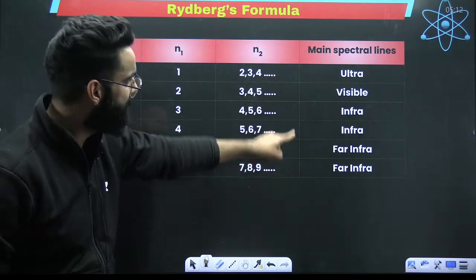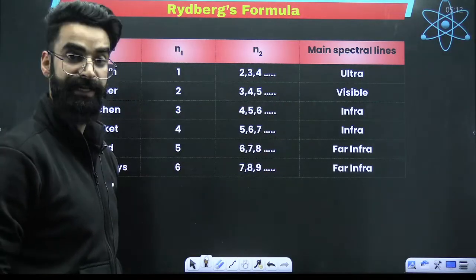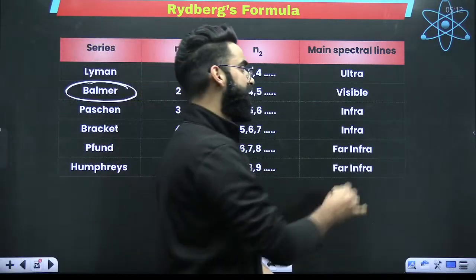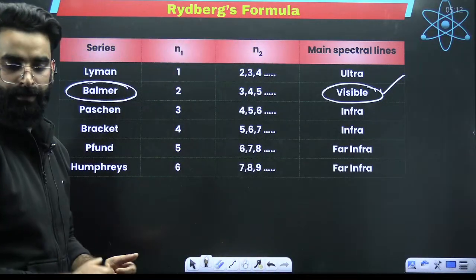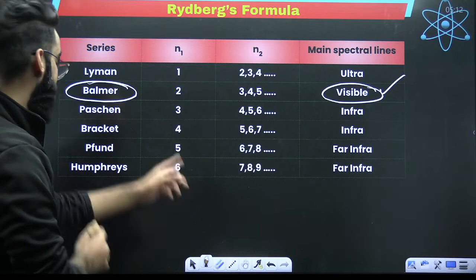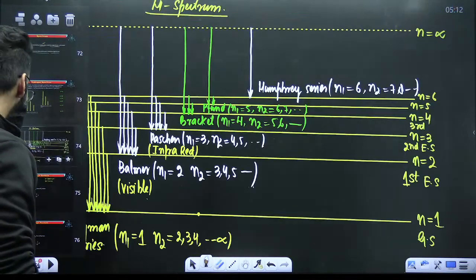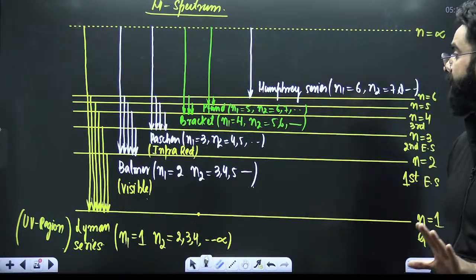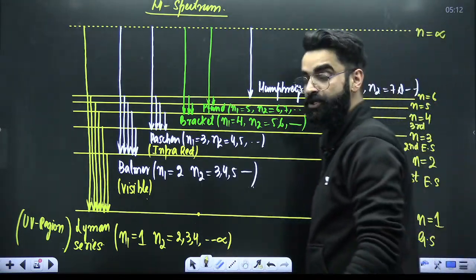So do remember this particular scenario. A question has been asked once in your NEET examination from this particular table. The question was, the Balmer series falls in what? It falls in the visible spectrum. This was once asked in your NEET examination. The Balmer series falls in the visible spectrum. Do remember this particular scenario. Now people, let's analyze this particular diagram more. There are a few terminologies which I would want you guys to remember.